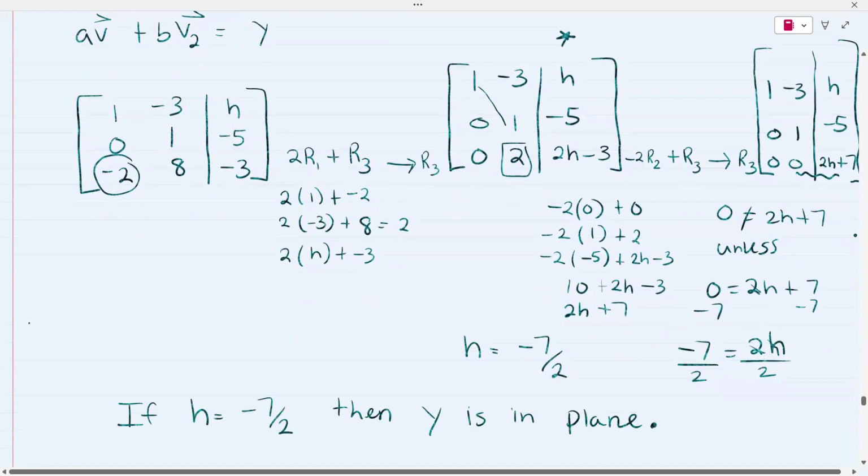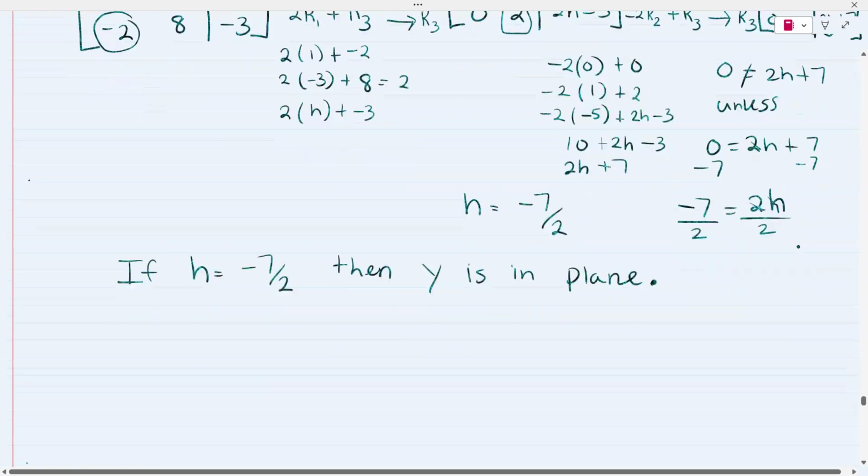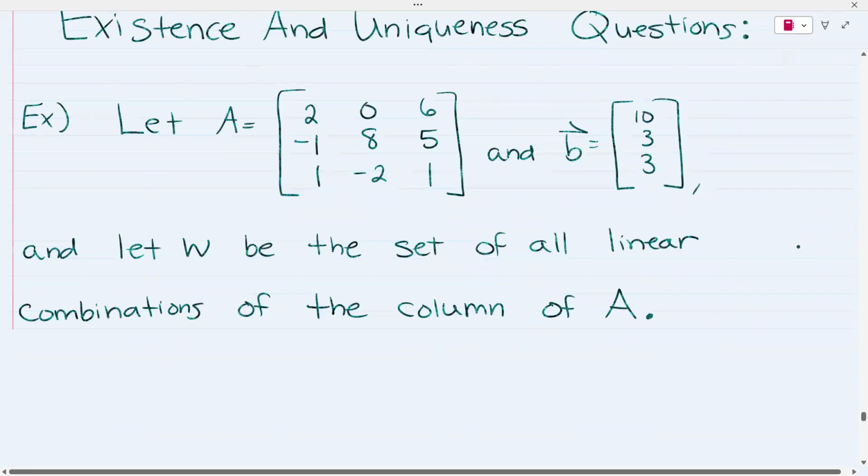Okay, so yeah, that would be the answer for this one. So if h equals -7/2, then y is in the plane. Let's move on.